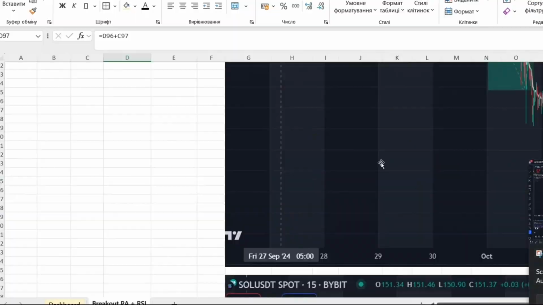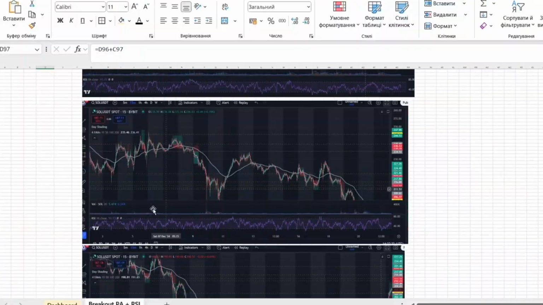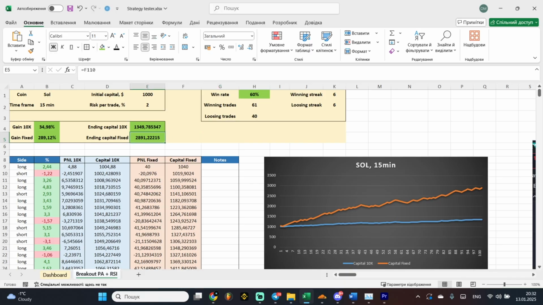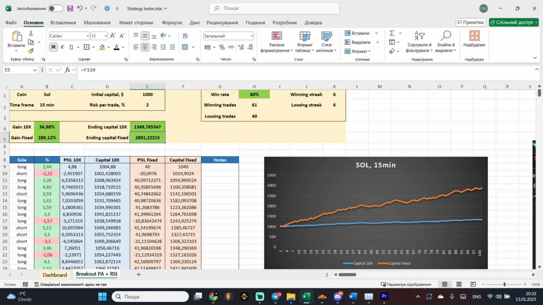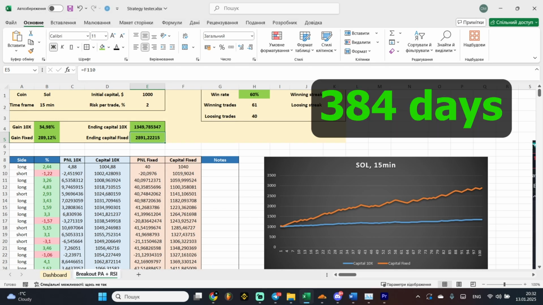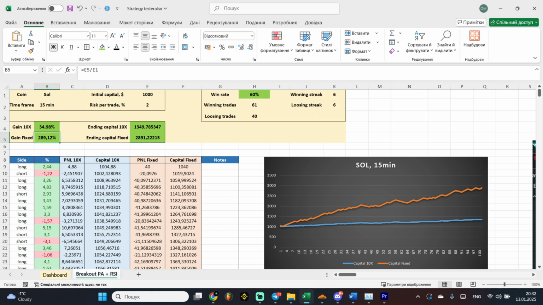Now let's talk about results. After making 101 trades, we gained $1,891, making our closing capital to be $2,891. That's a huge 289% growth. It took me a little more than a year to put all those 100 trades, so 289% is a really nice percent to almost triple your account within a year.